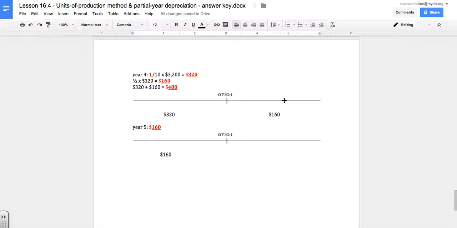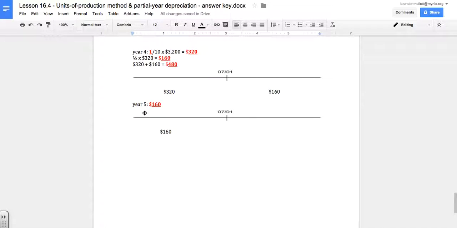Almost done. Year 4, 1 out of 10. We would find that the total amount of depreciation would be 320, but since again we already know the first half, we just need to find out the second half. 1/2 times 320 would be 160. And so our depreciation for the end of year 4 would end up being 480.